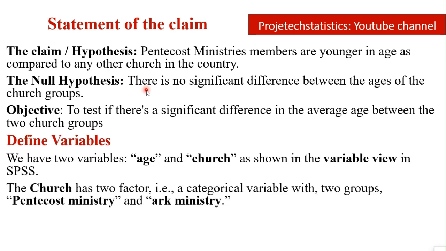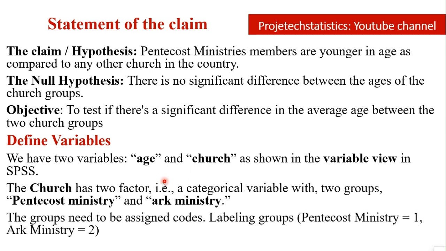So in doing that, we are going to define our variables. We have two variables here. The ability to make out your variables from your research problem is very important. So here we have age and church as the two variables we are going to use in this research. Now the church is a variable that has two categories, Pentecost ministry and Ark ministry.